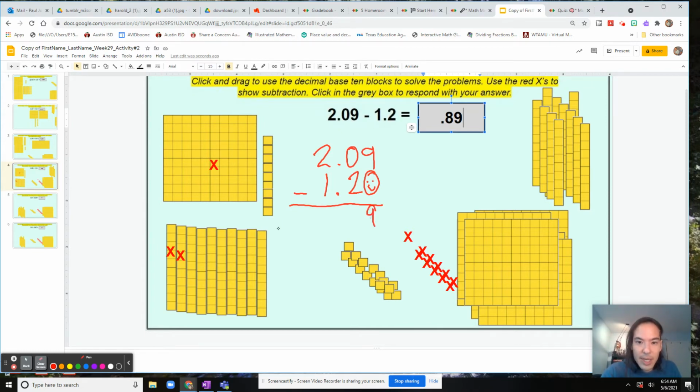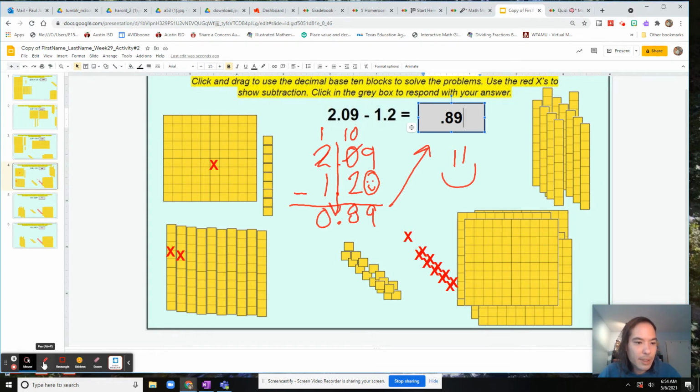9 minus 0 is 9. 0 minus 2, I got to borrow. 10 minus 2 is 8. 1 minus 1 is 0. Drop that decimal point like it's hot. Our answers do in fact match. Hooray. All right. On to the next one.